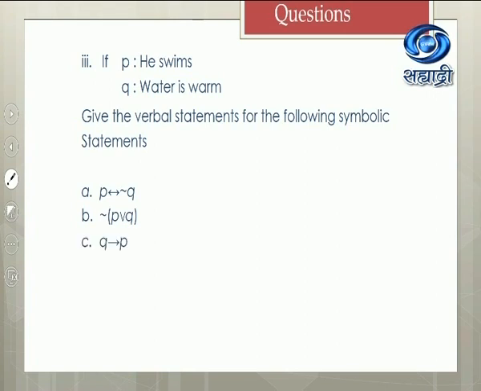Next is Q implies P. So if water is warm, then he swims will be Q implies P. Q is asked first, so write Q. If Q, then P. Okay. Q and negation P will be water is warm and he does not swim. This is the verbal statement, and this way the question is over.